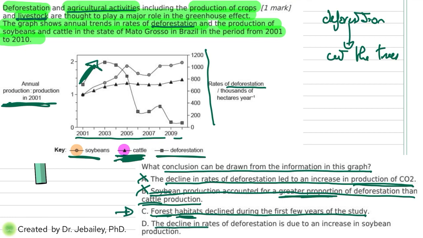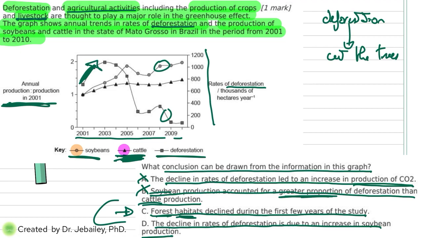And then here, decline in the rates of deforestation is due to increase in soybean production. That is not true, because you can see more production here, right? As there is a decline in deforestation. So that does not make sense. So the only answer here is C.